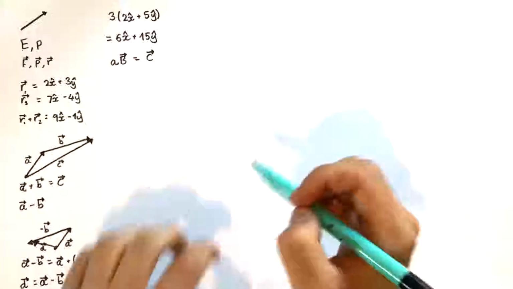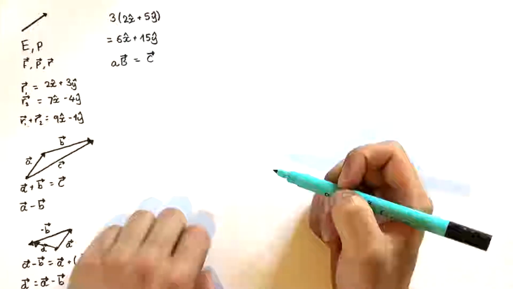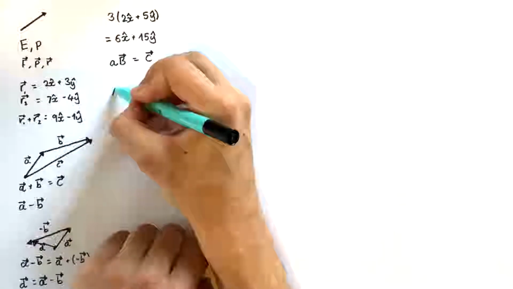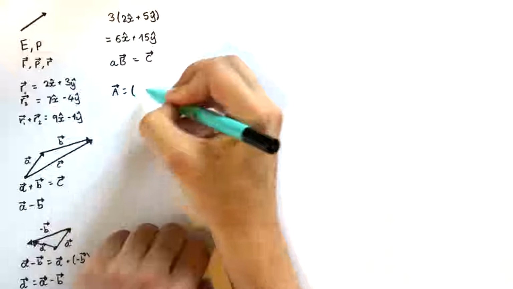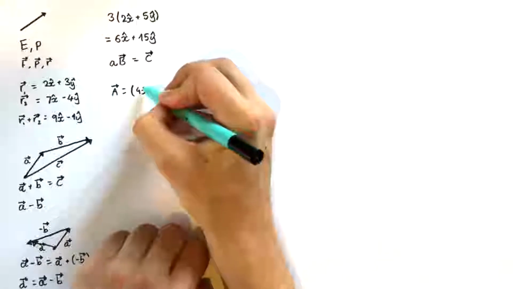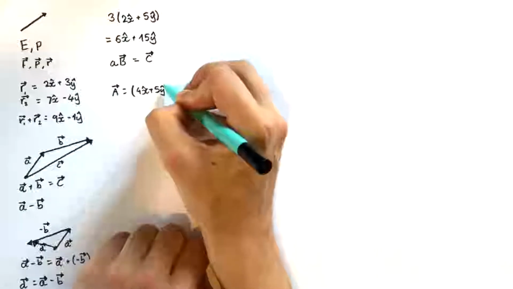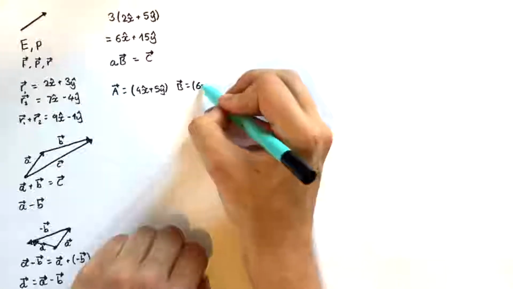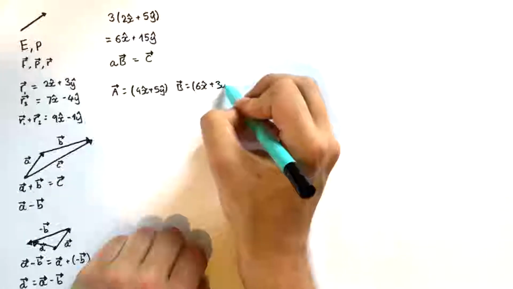But what about two vectors? How do you multiply two vectors together? Well, say we have two vectors. Vector A is 4x hat plus 5y hat, and we have another vector B, which is 6x hat plus 3y hat.